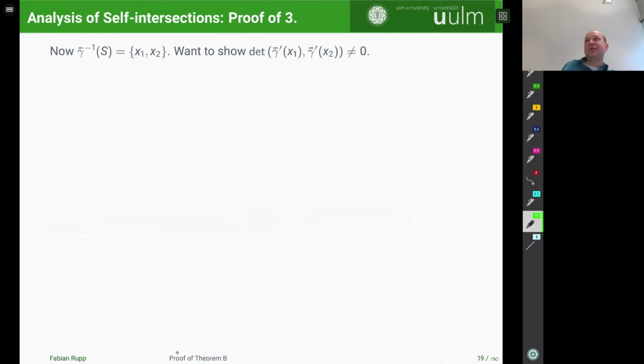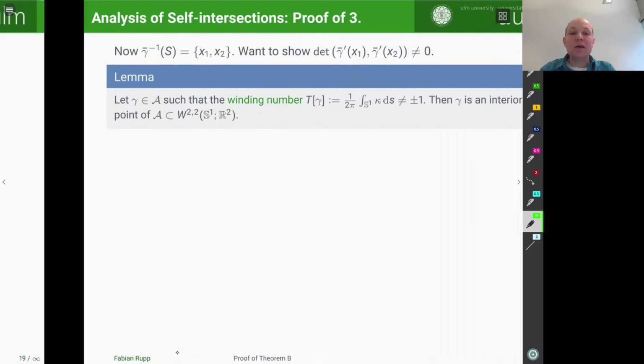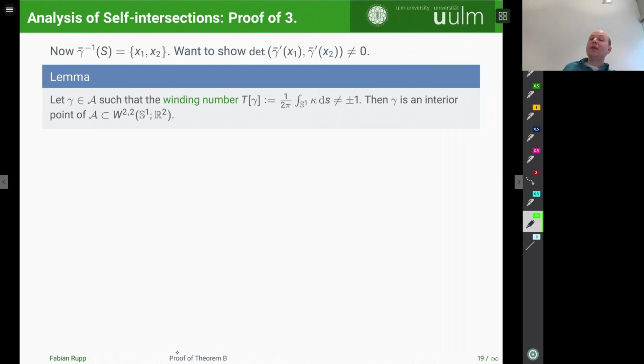So now we know that the pre-image of the self-intersection consists of 2 points, and we want to show that at these points the tangents are linearly independent. To that end, we will use a small tool from the theory of planar curves, namely the following lemma.